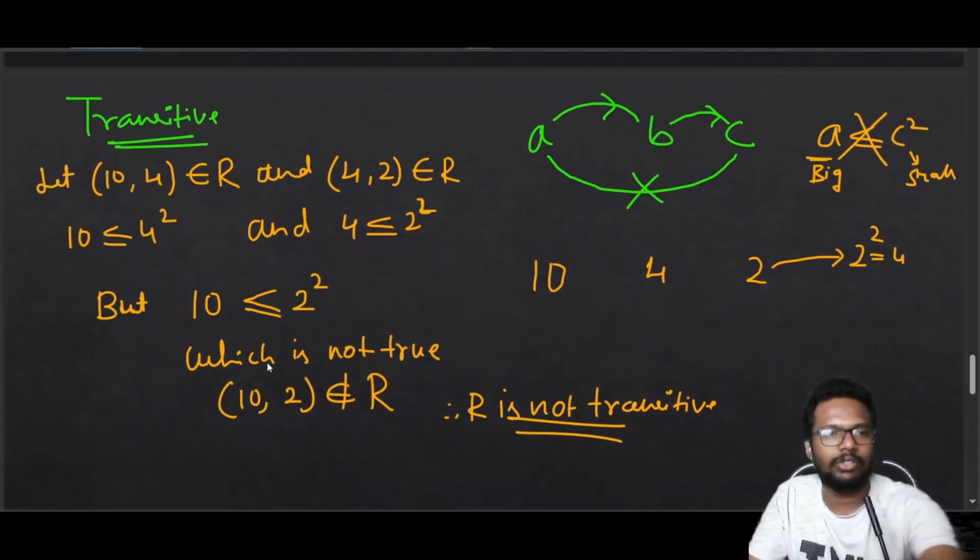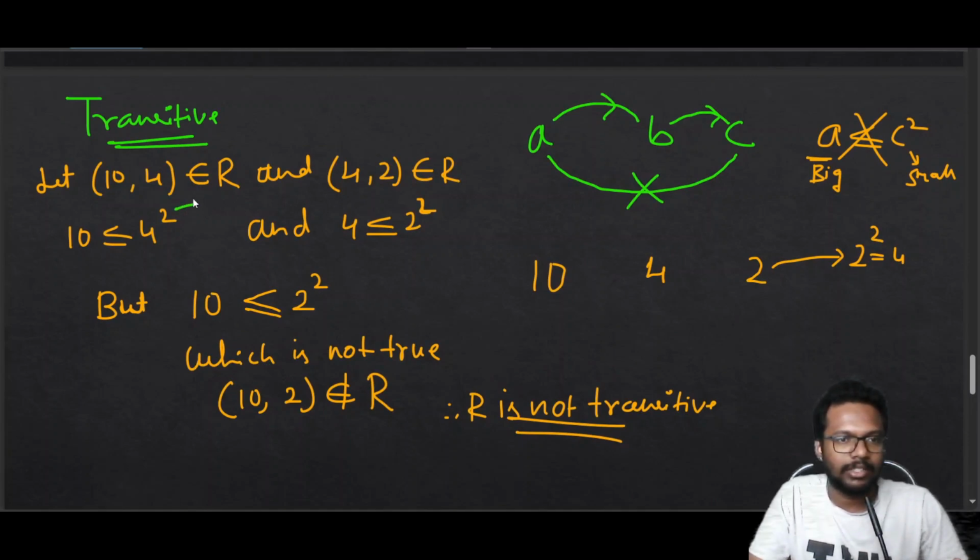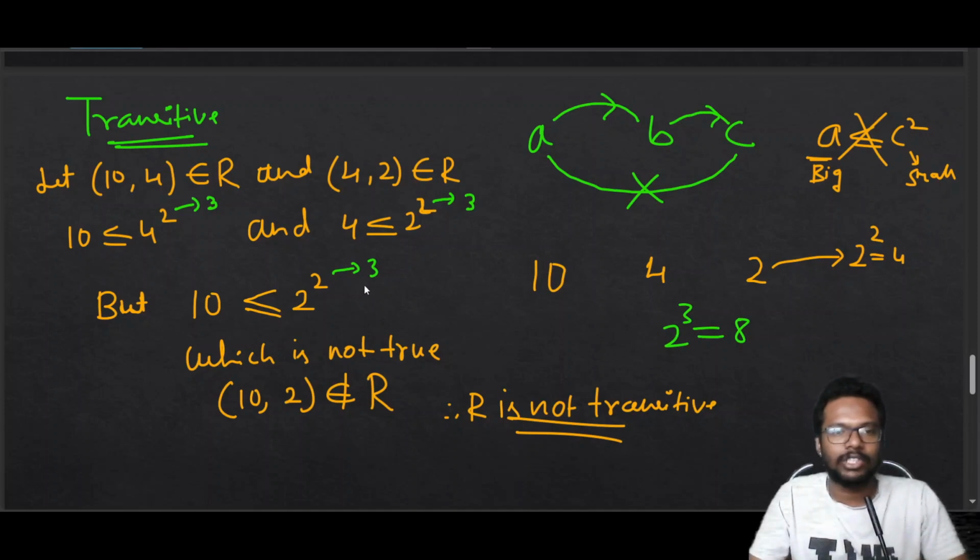So next transitive, so 10 comma 4 belongs to R, 4 comma 2 belongs to R. So see here, in the place of 2 you substitute 3, 10 less than or equals to 4 cube, okay, it satisfies. So 4 less than or equals to 2 cube, okay, it also satisfies. So 10 less than or equals to 2 cube, which is not satisfied, because 2 cube is nothing but 8, which is still less than 10, so it is not true. So 10 comma 2 does not belong to R, it is not transitive.